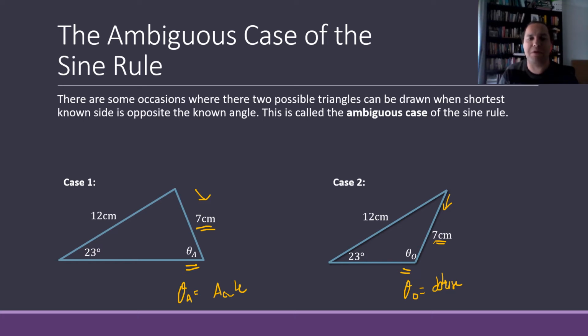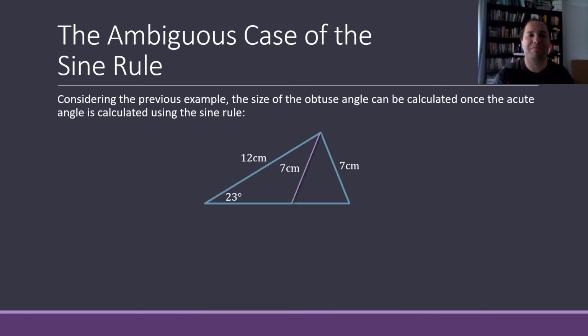Now, because of this ambiguity, because we don't know which triangle we're looking at, or because the sine rule itself can't tell which angle we're looking at, there are two possible answers, which is why using a diagram or knowing some context is important to know which angle we need, whether obtuse or acute. And that's why it's called the ambiguous, or the not clear case of the sine rule.